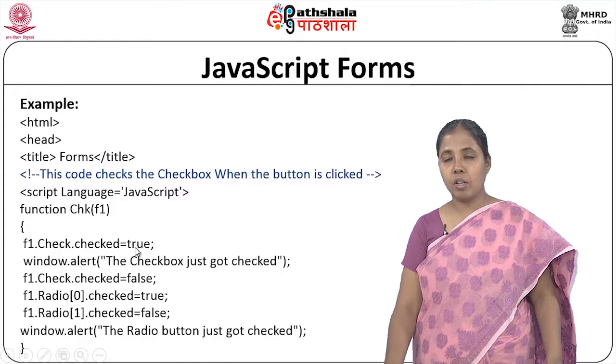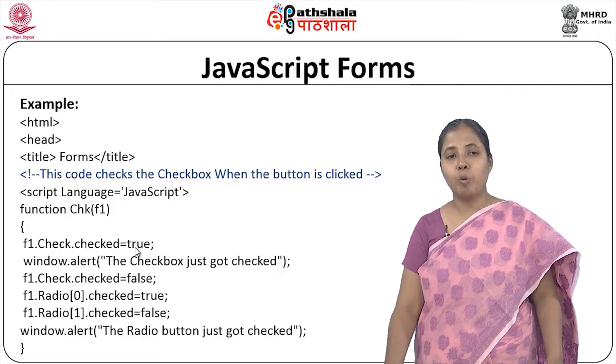So now we can say that the checkbox would be selected. You have a tick symbol in the checkbox and give an alert message, the checkbox just got checked, and then again we change the checked property to false, and it goes off.